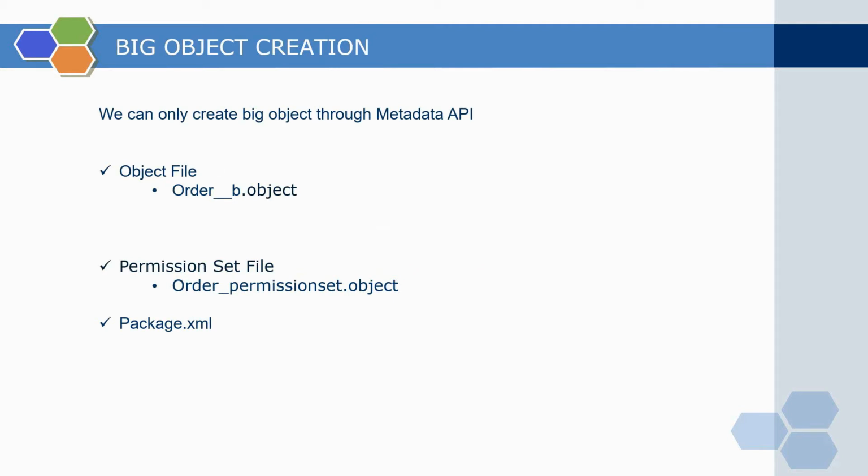In order to create a big object, we need a zip folder where you need to create an object file, a permission set file, and the package.xml. In the object file, you need to define all the field attributes and field properties. In the permission set, you need to define what field permissions you'd like to give to the users. And the package.xml will be like a general file where you include all the object files and the permission files to deploy into Salesforce. So let me show you. I have a sample object and permission set file. I will show you here.